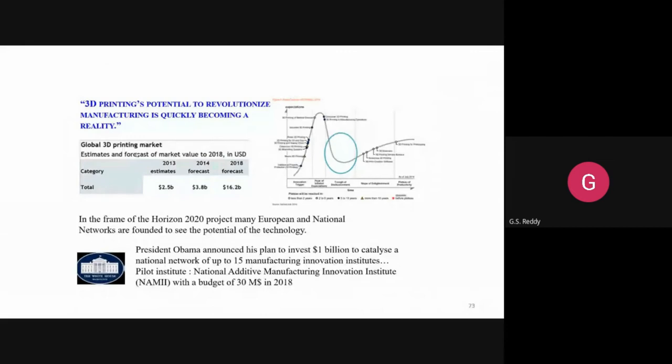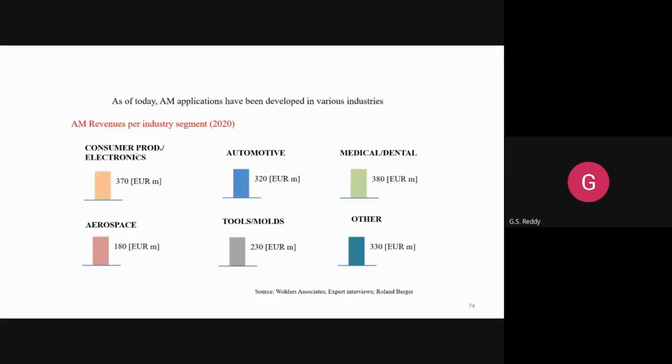In the morning, the gentleman was showing this hype thing. And as of today, AM applications have been developed in various industries. For example, just to give some figures, consumer products and electronics is 370 million euros, aerospace 180 million euros, automotive 320 million euros, tools and boards about 230 million euros, and medical and dental about 380 million euros of money has gone into additive manufacturing.